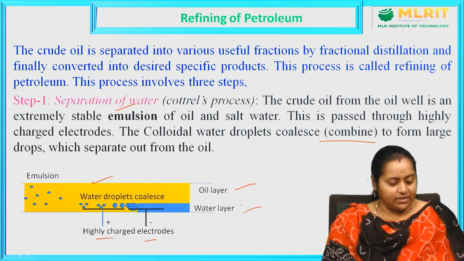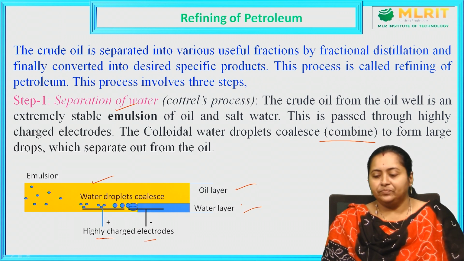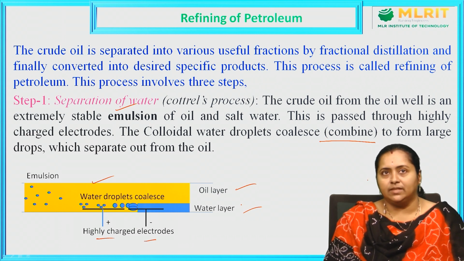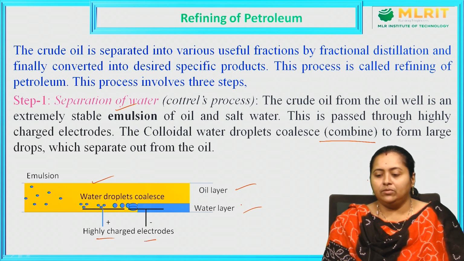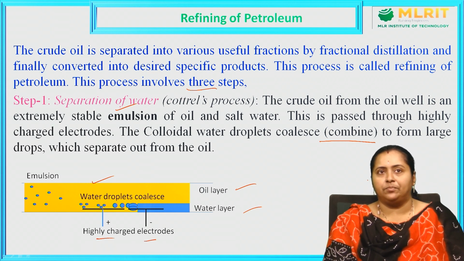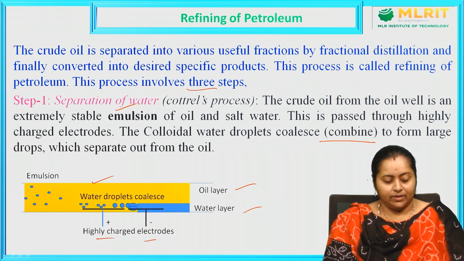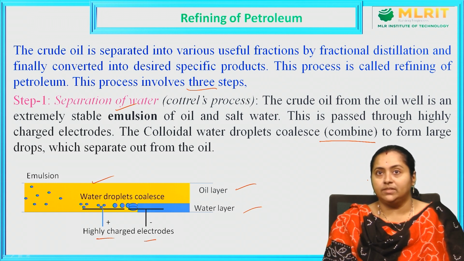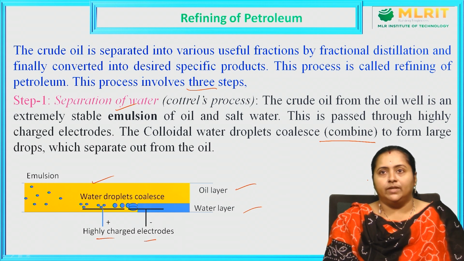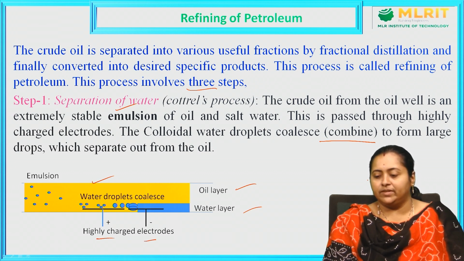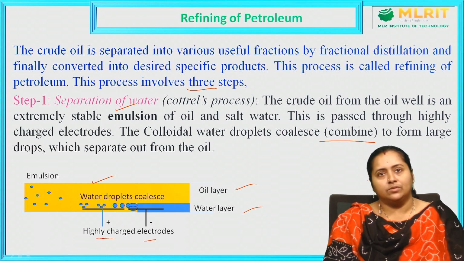After extraction of crude oil, it is then subjected to refining. Refining means nothing but purification. So it will include how many steps? 3 different steps. Step 1 is separation of water, and this process is also known as Cottrell's process. Coming to this Cottrell's process, the crude oil extracted is in the form of emulsion. Emulsion is nothing but a colloidal system which will contain two components, dispersed phase and medium. So in this case, two are liquids, that is oil and salt water.